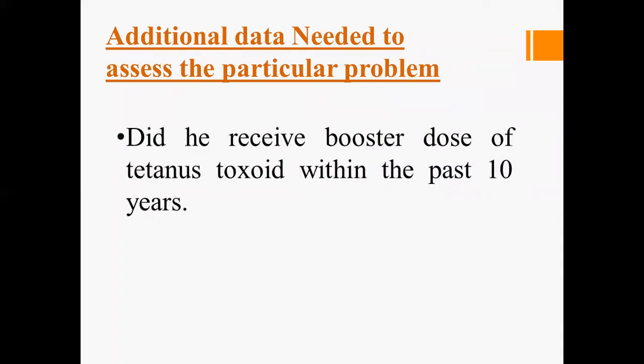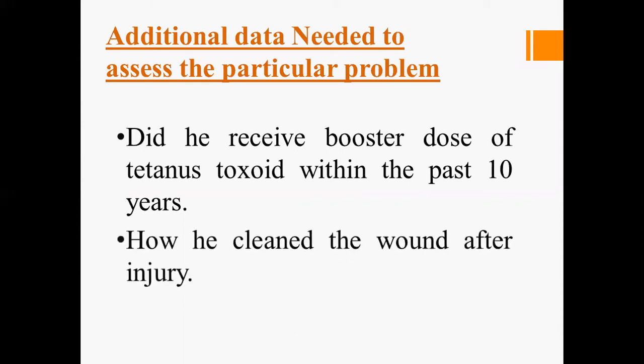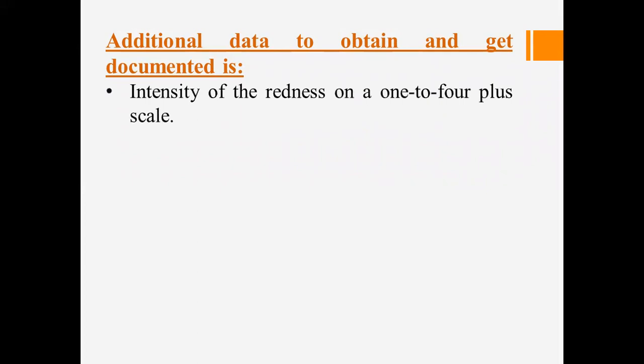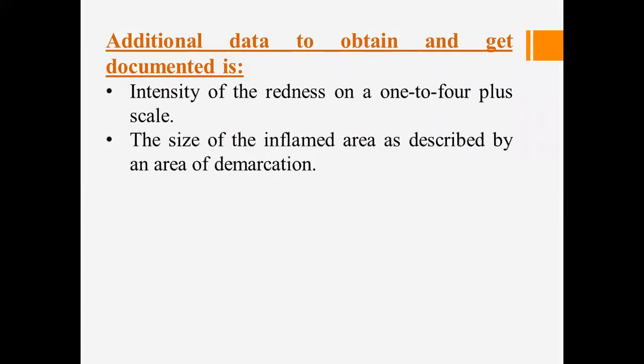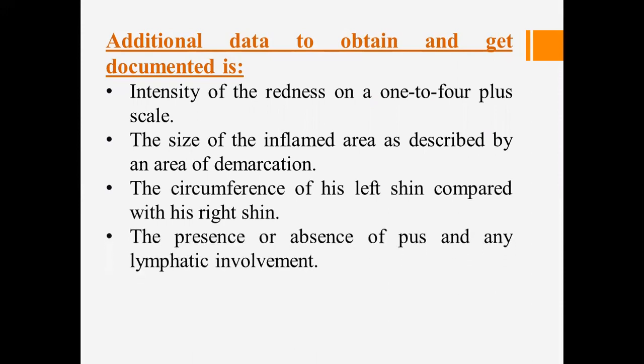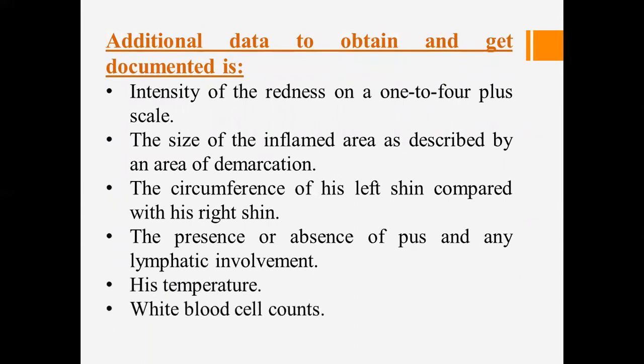Now assessment. Additional data needed to assess the particular problem. Did he receive booster dose of tetanus toxoid within the past 10 years? How he cleaned the wound after injury. Additional data to obtain and get documented is intensity of the redness on a 1 to 4 plus scale, the size of the inflamed area as described by an area of demarcation, the circumference of his left shin compared with his right shin, the presence or absence of pus or any lymphatic involvement, his temperature, white blood cells count.